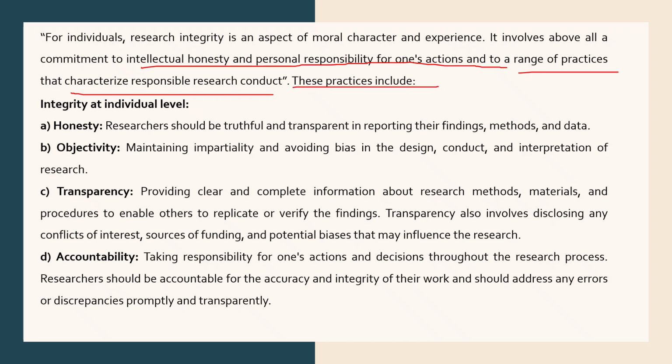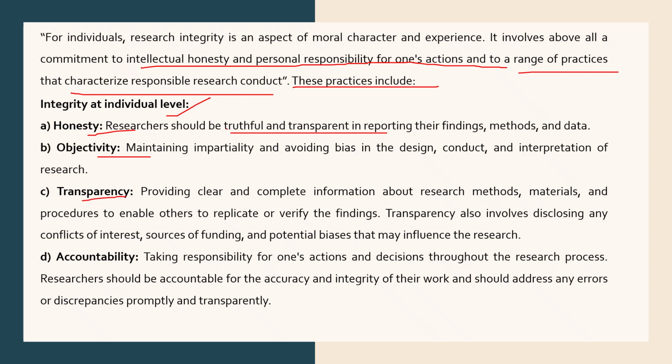These practices include integrity at the individual level. When we see integrity at the individual level, there is honesty: we should be honest, truthful, and transparent about our findings. Objectivity: we should have a correct objective. We need to avoid bias, same as the research ethical principles.